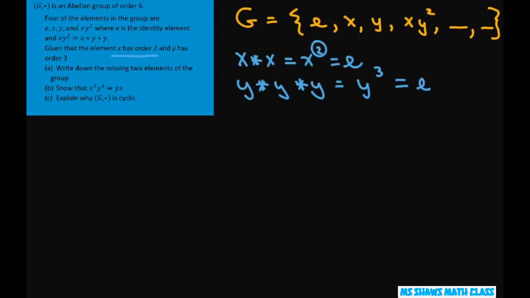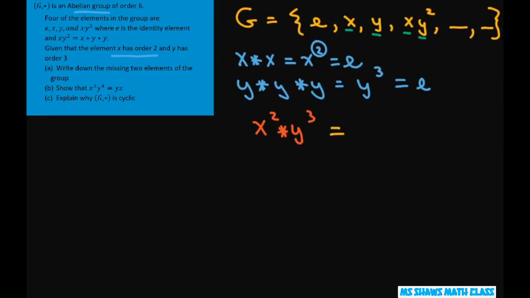Since this is an abelian group, we know it's a group, so we know that every element has its own inverse. So what you're going to do is we have these 2 here. So we're going to write X squared, Y cubed. We know this is going to be E star E. This equals your E.